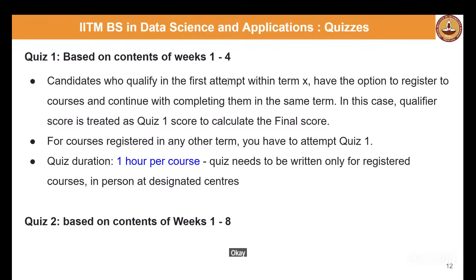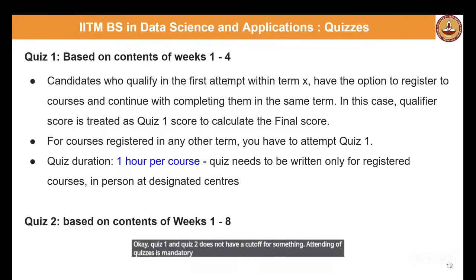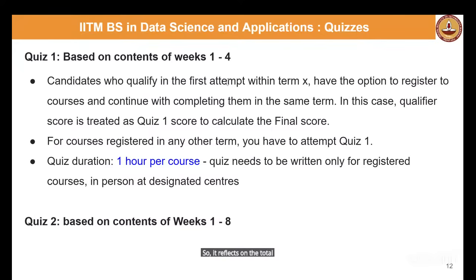Quiz 1 and quiz 2 do not have a cutoff. Attending the quizzes is mandatory for your interim eligibility, along with your graded assignments course. Other than that, we don't have a quiz-based cutoff. It has an impact on your total score calculation and grade.